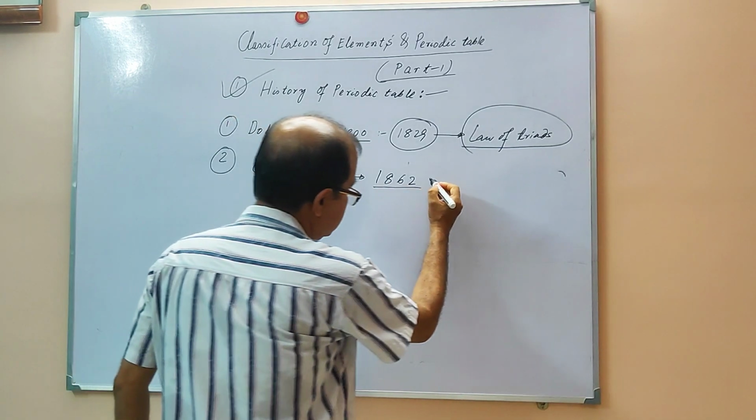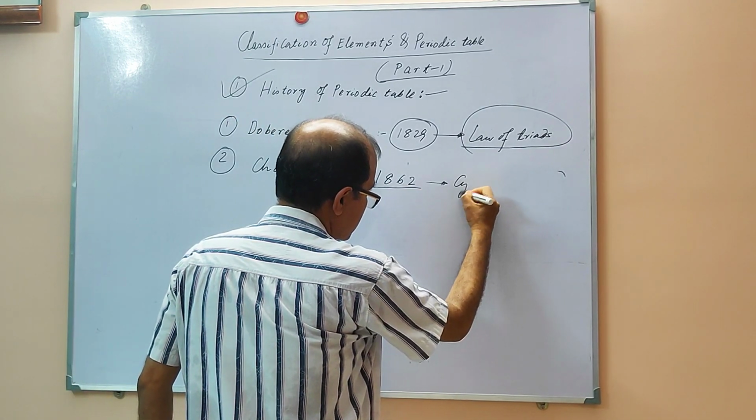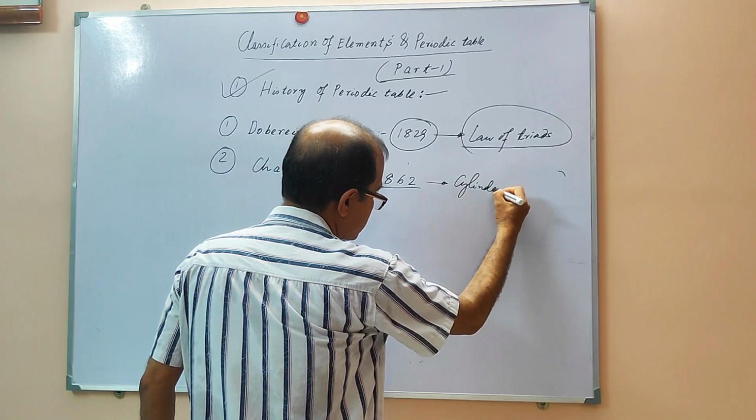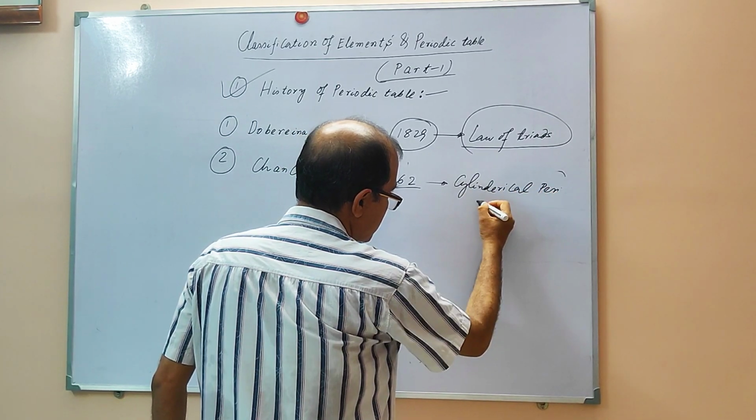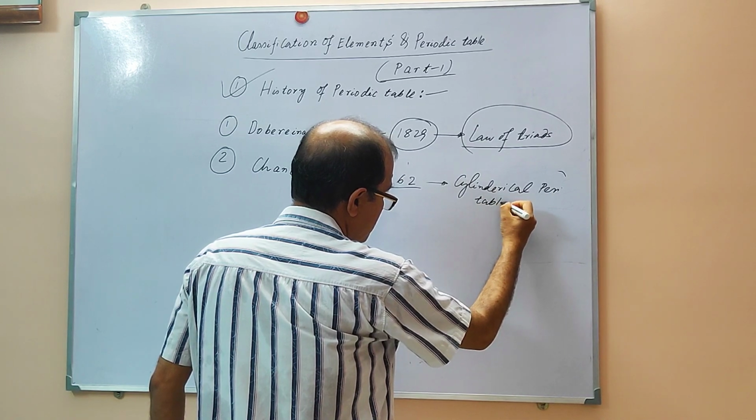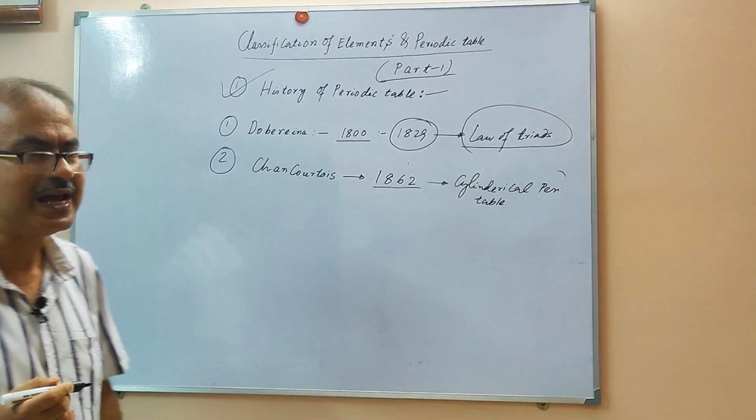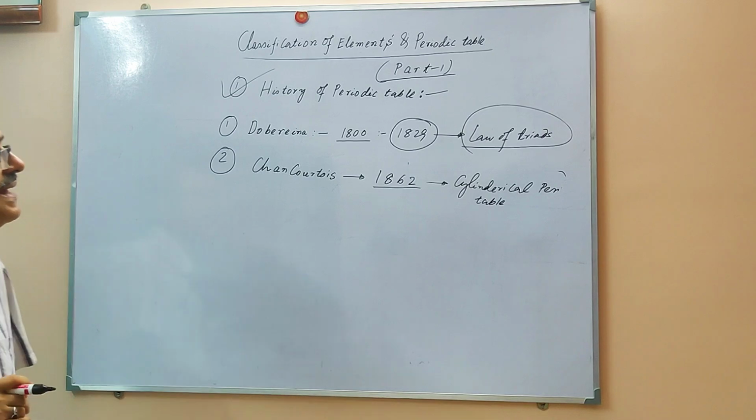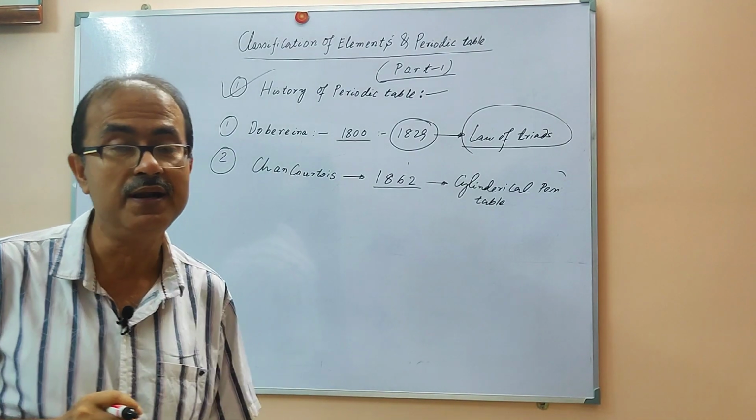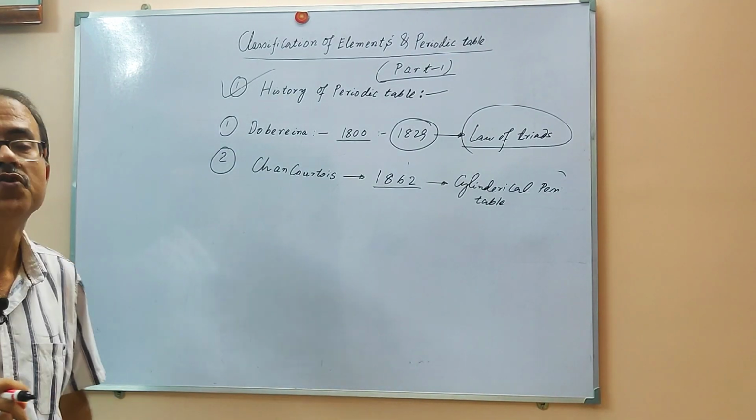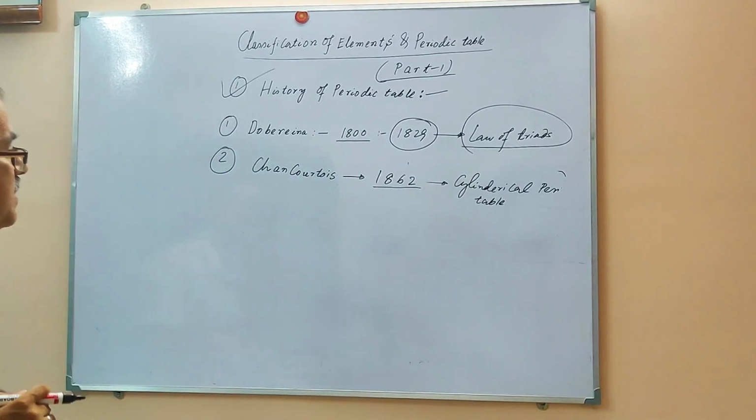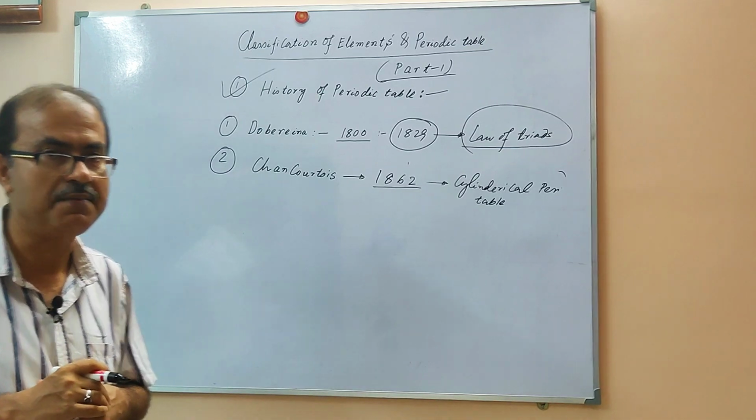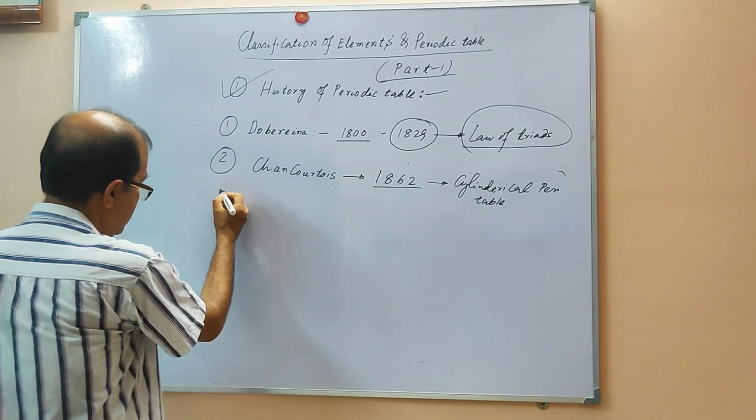Chancourtois prepared a cylindrical periodic table. He attempted to classify the elements by making a cylindrical periodic table, but this did not find a lot of popularity, though it was a good attempt and made some contribution afterwards.